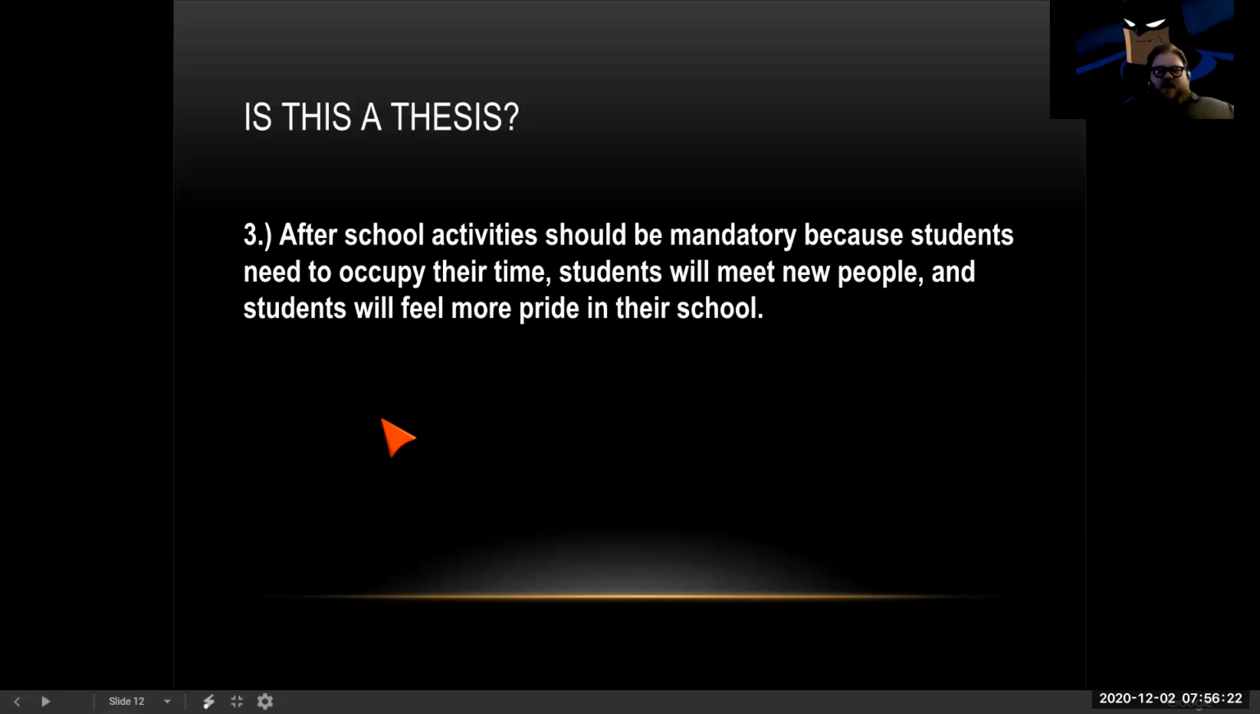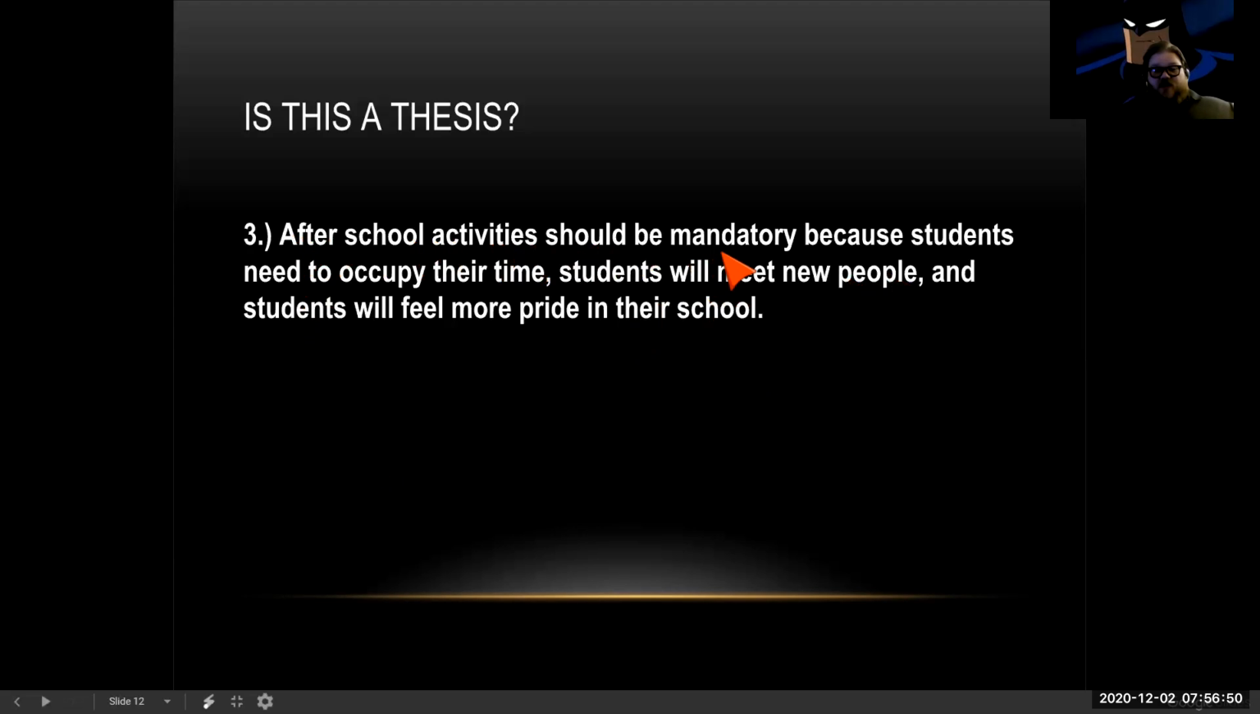Here's the last one. After-school activities should be mandatory because students need to occupy their time, students will meet new people, and students will feel more pride in their school. All right, is this one sentence? Yes. Capitalized? Yep. Period at the end? Correct. Use some commas to separate reasons? Yes, they did. Oh, so that fulfills the reasons. They have more than one? They have two or three? Yeah, they have three.